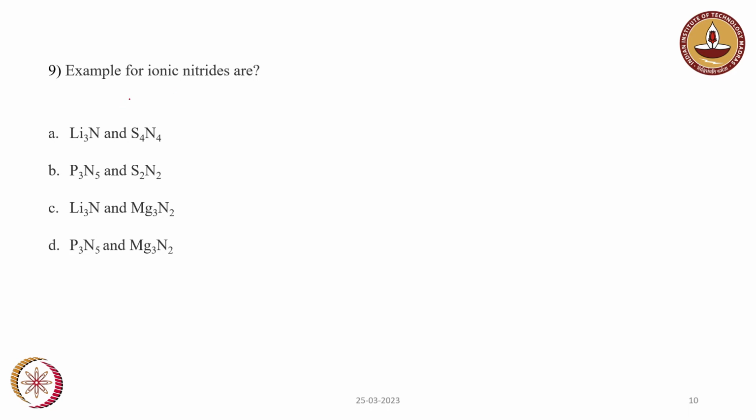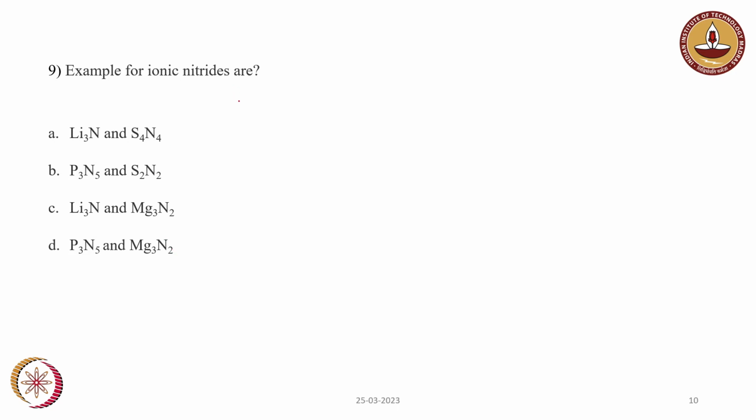Next question is, the examples for ionic nitrides are: option A, Li3N and S4N4. Option B is P3N5 and S2N2. Option C is Li3N and Mg3N2. Option D is P3N5 and Mg3N2.